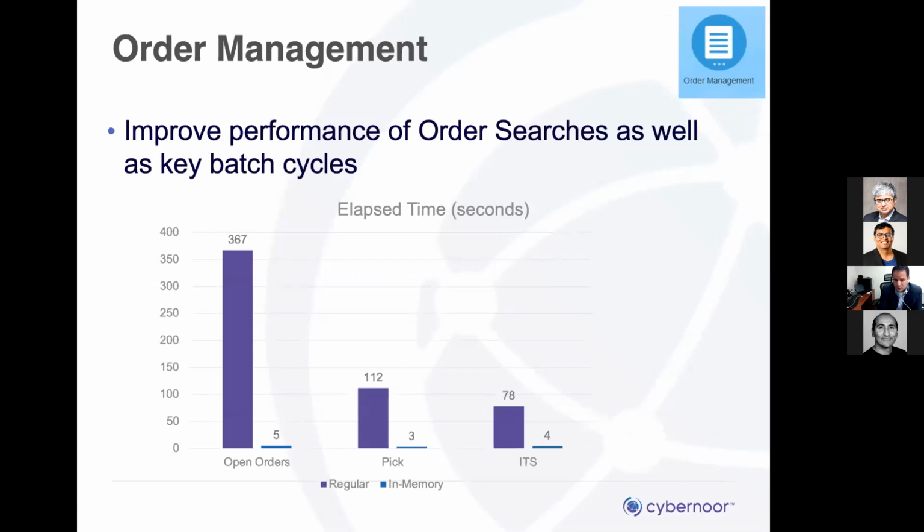So in terms of the times here, if you do an open order search, meaning you go into the order organizer or sales order form and you search for all the open orders in the system, that used to take us about 5 minutes, compared to 5 seconds when the objects were placed in the in-memory store. So huge improvement. Even the pick release query itself, again, used to take close to about 2 minutes, a little under. Now it's taking 3 seconds. Interface trip stop used to take 78 seconds, now down to 4 seconds.